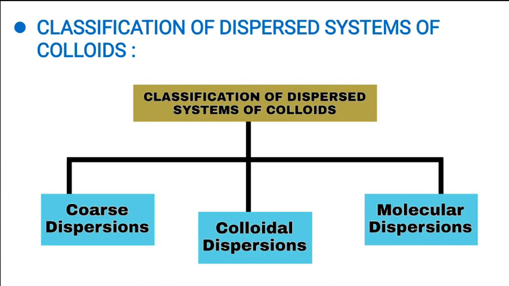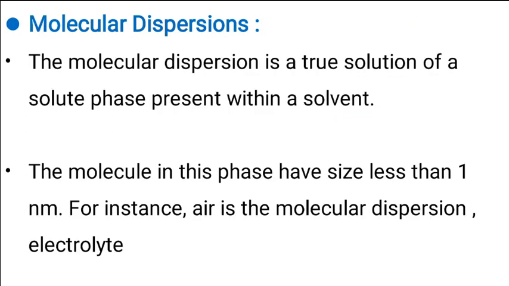Classification of dispersed systems of colloids. The classification of colloids is mainly divided into three types: coarse dispersion, colloidal dispersion, and molecular dispersion. First of all, molecular dispersion. The molecular dispersion is a true solution of a solute phase present within a solvent. The molecules in this phase have a size less than 1 nanometer, for instance air and electrolytes.